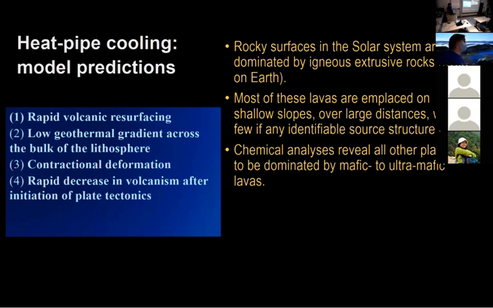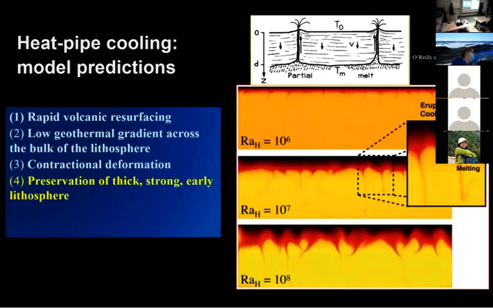Now, a rapid decrease in volcanism after the initiation of plate tectonics is thought not to apply to any of the other terrestrial planets, but what it does is it sets up a different prediction. Since that won't work, for this model to apply to the other planets, you'd need to be preserving the heat pipe lithosphere. And that's actually a profound prediction, which has a lot of consequences. So we're going to look at those consequences.